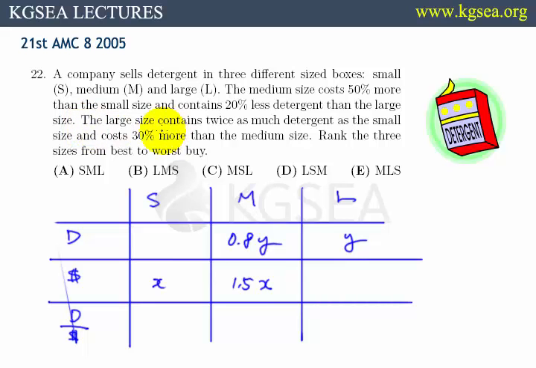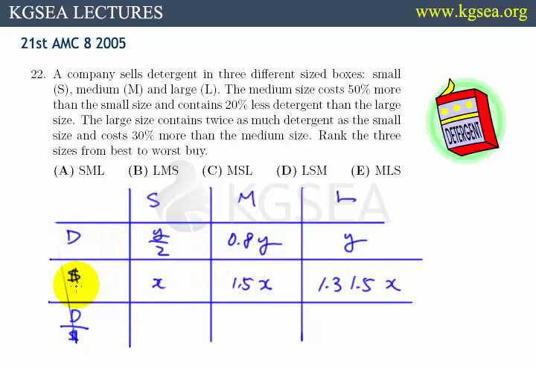The large size contains twice as much detergent as the small one. Compared to this guy, it's twice as much. So that's how much this one has. And it costs 30% more than the medium size. This guy costs 30% more than the medium size. Okay, rank the three sizes, best to worst buy.